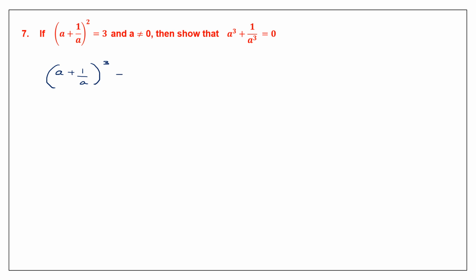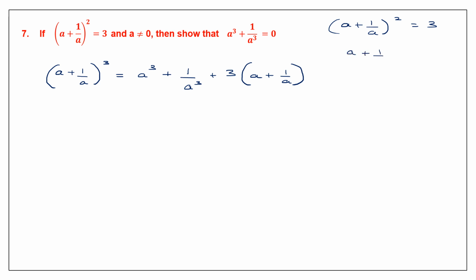So, this is a plus 1 by a, the whole cube will be a cube plus 1 by a cube plus 3 into a into 1 by a into a plus 1 by a. So here we have a cube plus 1 by a cube and here it says 3 into a plus 1 by a. Now we need a plus 1 by a, but what is given to us is a plus 1 by a the whole square is equal to 3. So from that we are going to find a plus 1 by a. So a plus 1 by a, the whole square is equal to 3. Now if I have to find only a plus 1 by a, then it will be the square root of 3. And that will be plus or minus.